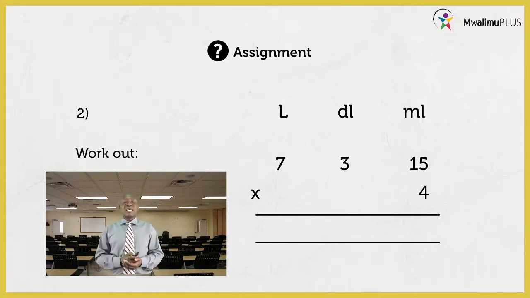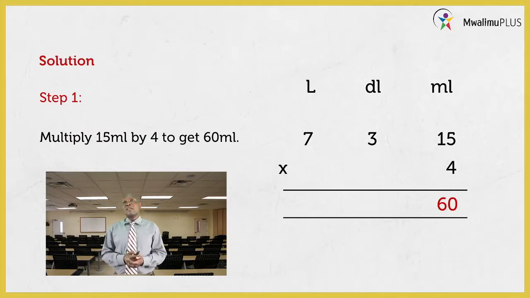In question number 2, again, we had 7 liters, 3 deciliters, and 15 ml. You have to multiply by 4. The first step is always that we start by multiplying the ml side first, then we go to the dl, then we finish with the liters. So learners, if you multiply 15 by 4, what do you get? You can also say that you take 4 and multiply by 5, then again you multiply 4 by 1. What do you get?